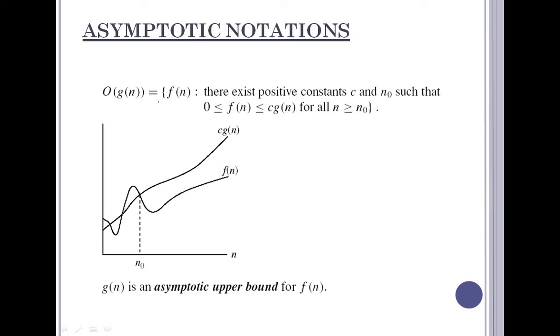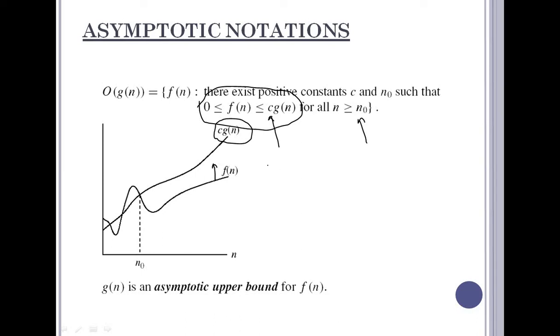So we can say that f of n is big O of g of n when this particular condition is true. There always exist a c and n0 in such a way that c multiplied by g of n is always greater than f of n. So the time complexity of the algorithm, which we are representing as f of n, is never greater than c multiplied by g of n. So I can say that g of n is an asymptotic upper bound for f of n.